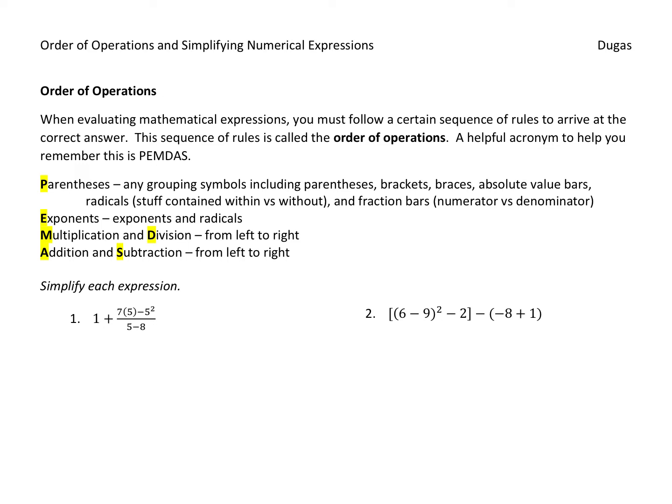So the first thing you're going to do is look and see if there's any kind of grouping and take care of groups first. Next, you're going to do the exponents. That's the E. Radicals are really exponents in disguise, so radicals are associated with exponents, so you would do those next. Then multiplication and division. So those are equal operations, and you would work from left to right on any multiplication or division you see. And then addition and subtraction are equal operations. So you would work from left to right and get rid of the addition and subtraction as you go. So let's try a few.